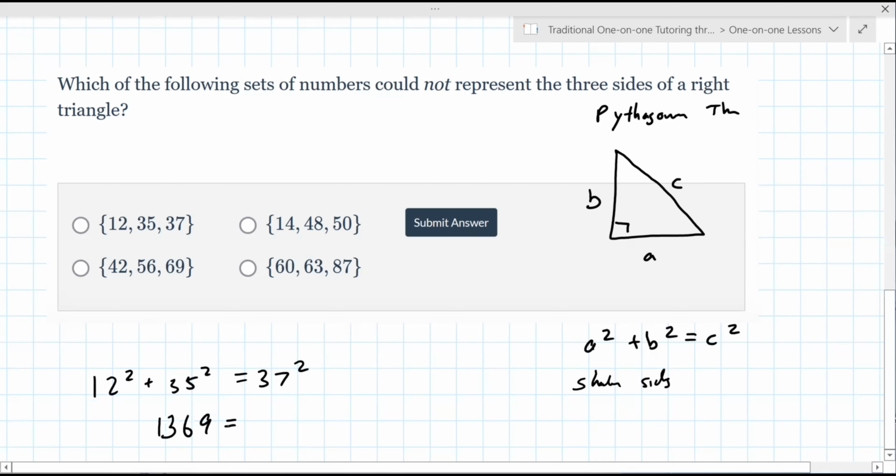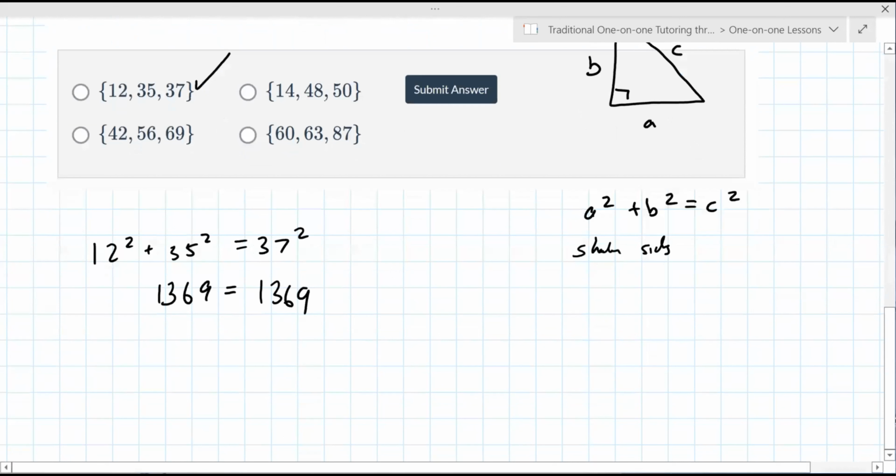So 1369 is 12 squared plus 35 squared. And then we calculate 37 squared, and that is also 1369. So this one works. Okay. We want the one that does not work. So we just have to move down the list.